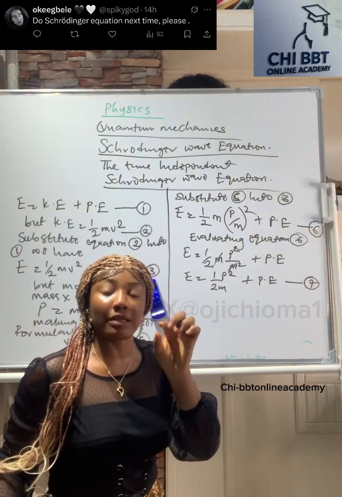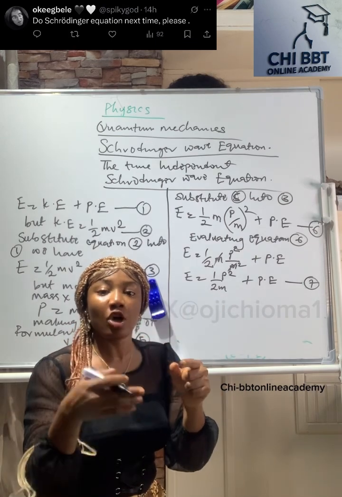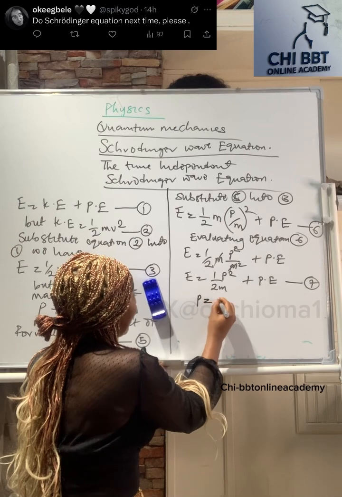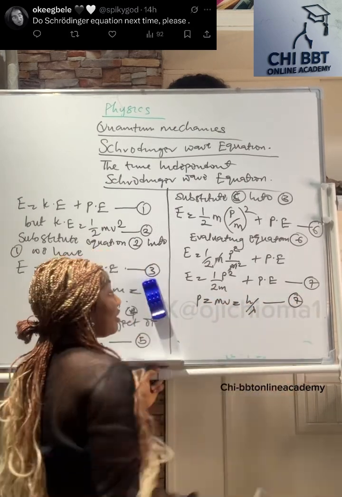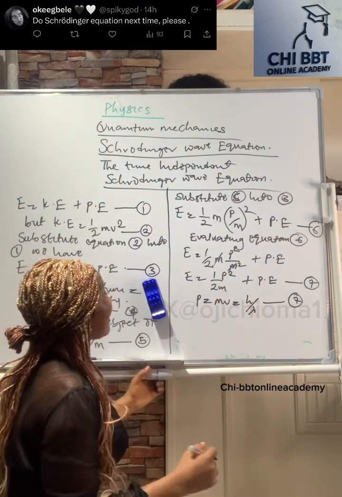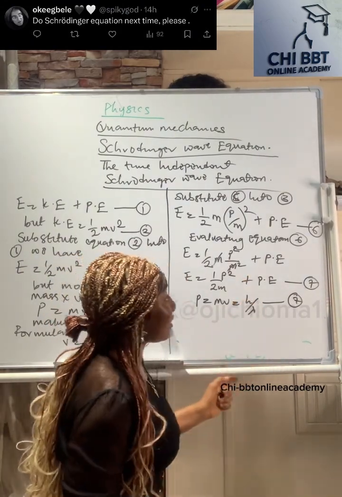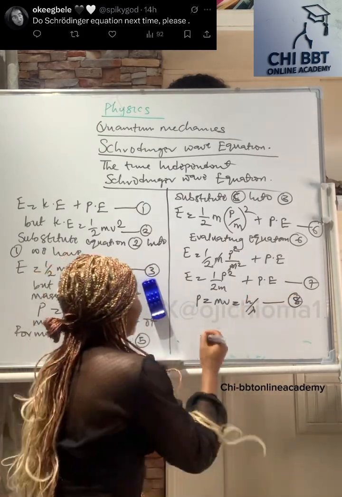De Broglie says that the momentum is equal to mv, which is equal to h, which is Planck's constant, over lambda, which is the wavelength. So we have from de Broglie P equal to mv is also equal to h over lambda. This is equation 8. De Broglie stated this theory. Now let us substitute equation 8 into equation 7.